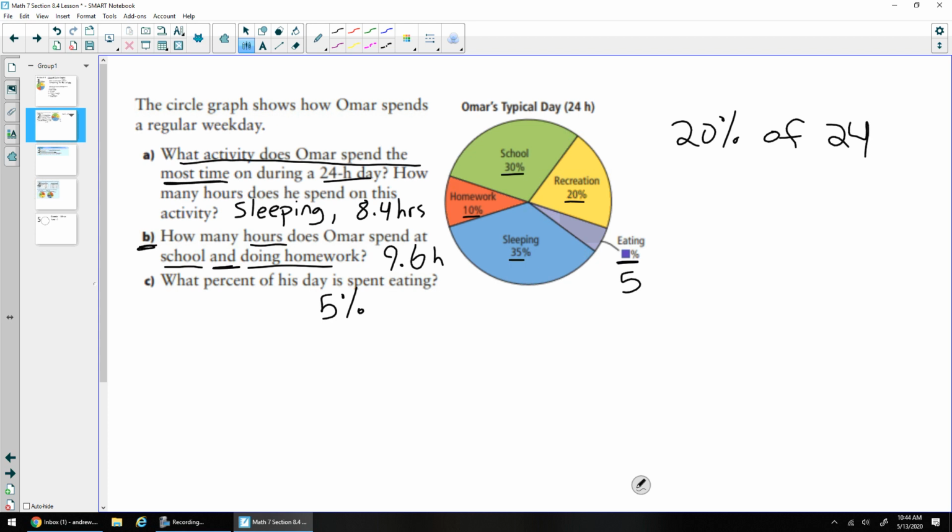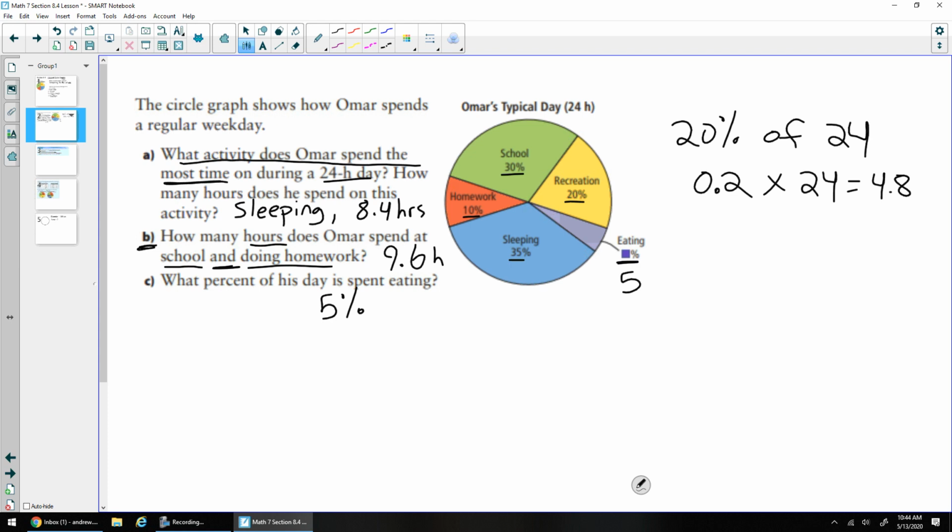Okay, you're unpaused. Did you get the same answer as me? Well, 20% is the same as 0.2. Of means multiply, so 0.2 times 24 gives you 4.8. So that should have been your answer.